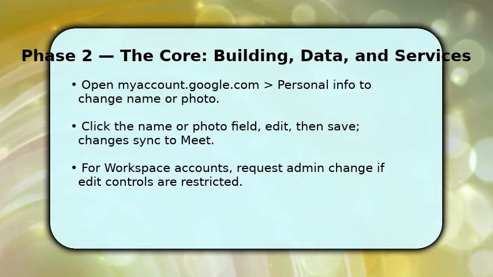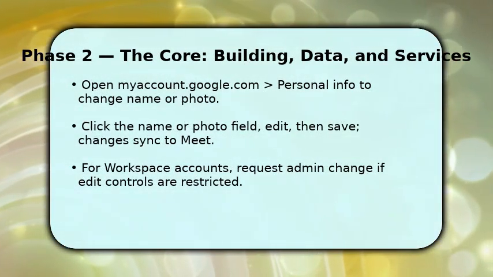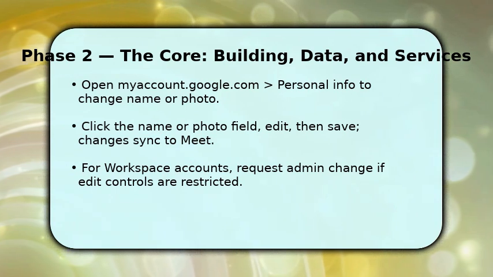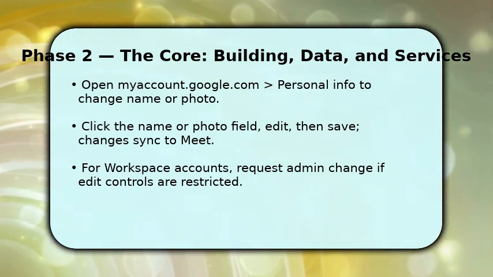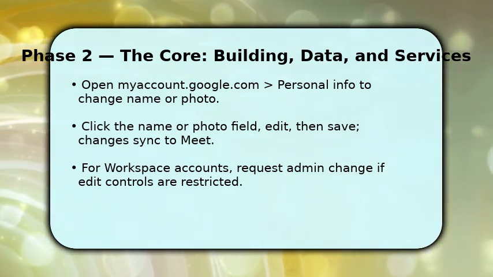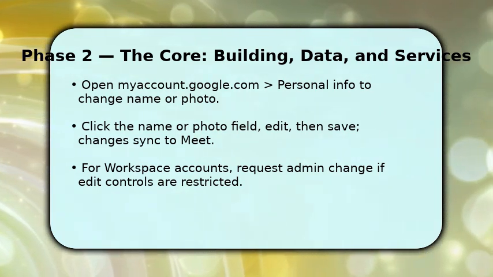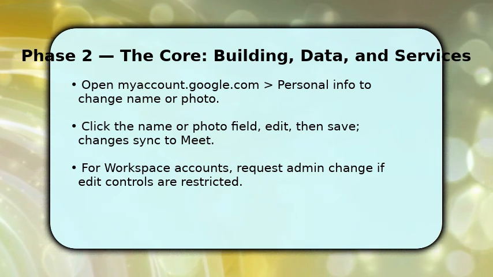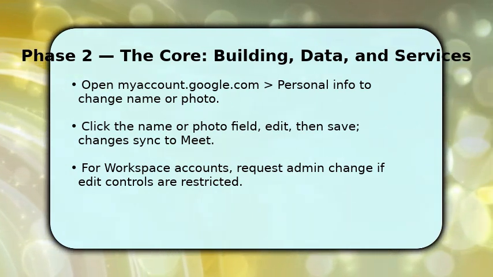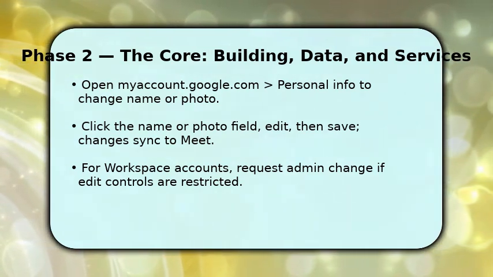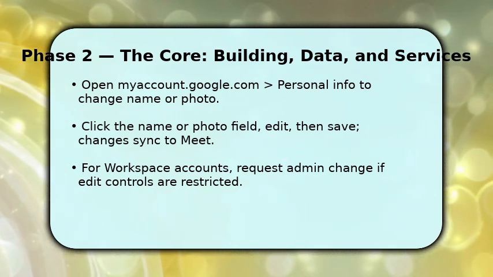Go to myaccount.google.com and choose Personal Info to change your display name or profile photo, because Meet pulls identity data from your Google profile. Click Name to edit first and last names, save, and then click Photo to upload or select a new picture. Use a square image for best results. Once done, wait a few minutes for Google to propagate changes.